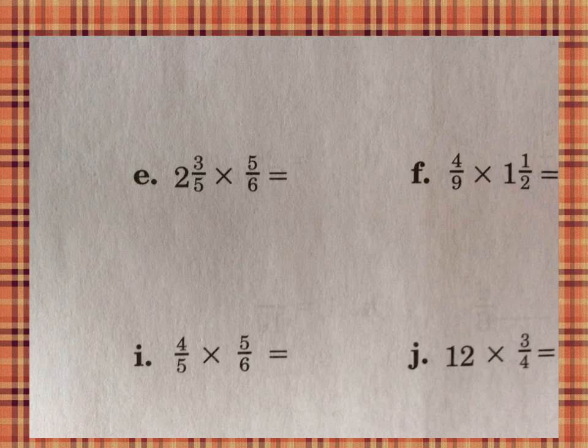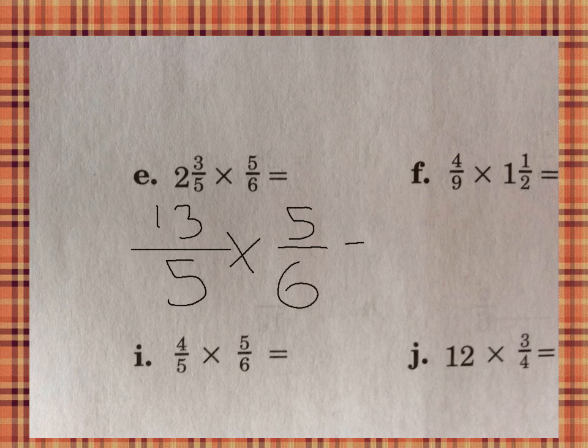E. We've got to change our mixed number. 2 times 5 is 10, plus 3 more is 13. Bring the 5 down below. I'm bringing everything down now. 13 and 6, nothing cross cancels, but 5 and 5, 5 will go into both. 5 goes into 5 one time. And now we can multiply across.